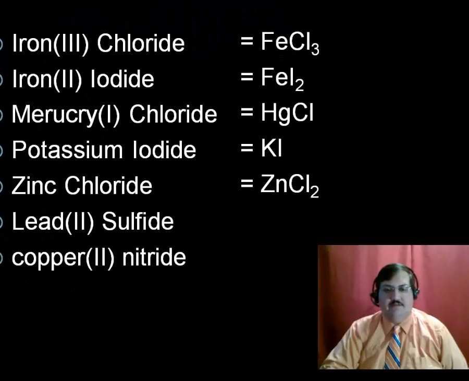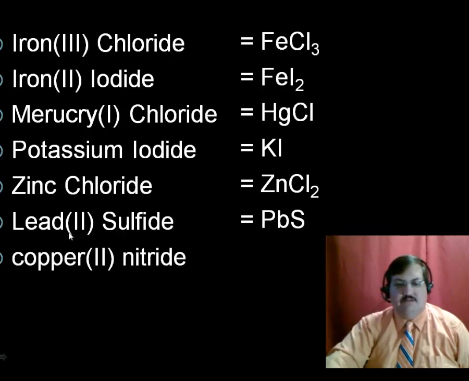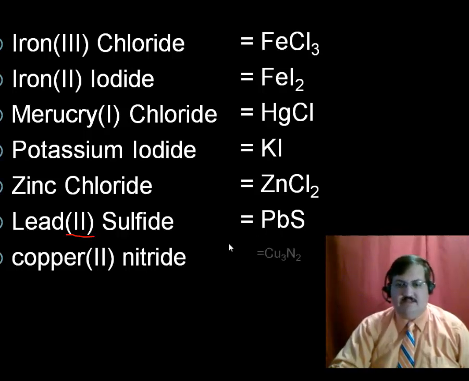Zinc chloride, we're going to get ZnCl2. Remember that zinc is always going to form a +2 charge. Cl is going to be a -1 charge. Two of those will give me a -2 charge. Lead 2 sulfide is going to be PbS. Remember that this number here is not going to be how many I have of it or how many I have of the second one, but rather what its charge is. We see this very clearly in our next example.